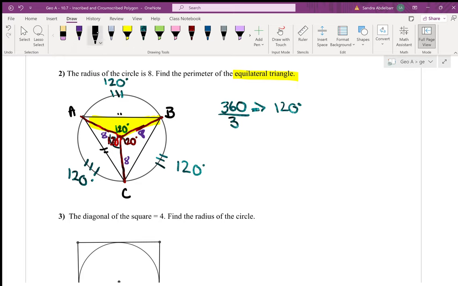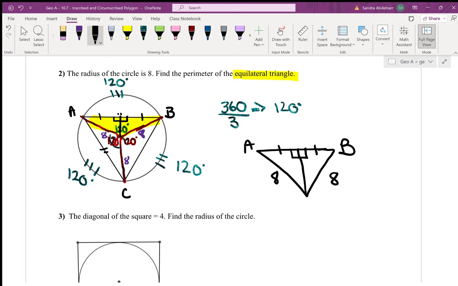And guess what I'm going to do in that triangle? I'm going to draw an altitude, and when I draw an altitude, it's going to bisect that side. You know, this is 8 and this is 8. What do you think happens to that 120 degrees when I draw that altitude? It splits into 2, 60 and 60. What kind of triangle am I dealing with? A 30, 60, 90.